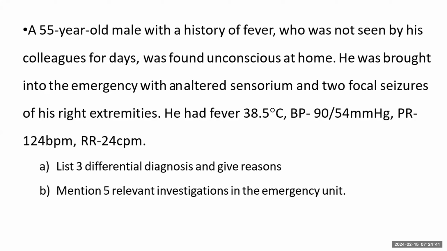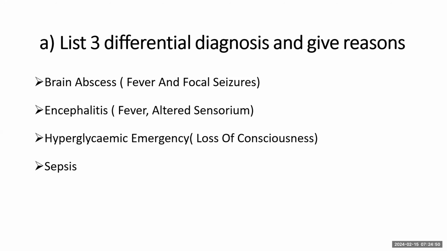The question says, A, list 3 differential diagnoses and give reasons. B, mention 5 relevant investigations in the emergency unit. So by differential diagnosis, 1, it would be brain abscess as a result of the fever and the focal seizures the man presented with. Second, it will also be encephalitis, likewise for the same reason, because he had fever and altered sensorium. I could also consider the possibility of a hyperglycemic emergency in this patient because of the loss of consciousness he had. Other possible differentials also add the possibility of sepsis, likewise because of the fever.